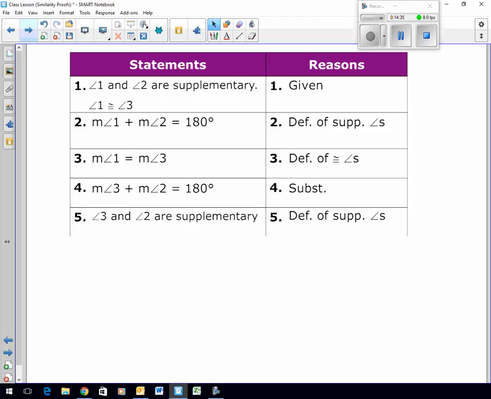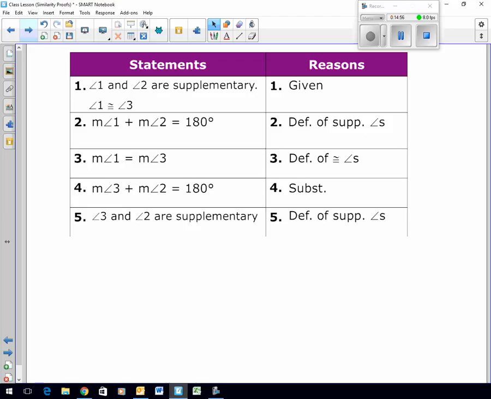Angle 1 is congruent to angle 3. Does that mean that they're equal? Think about it. 1 is congruent to 3. Does that mean that they're equal? Yeah, because the definition of congruent angles includes the fact that congruent angles are equal to each other.